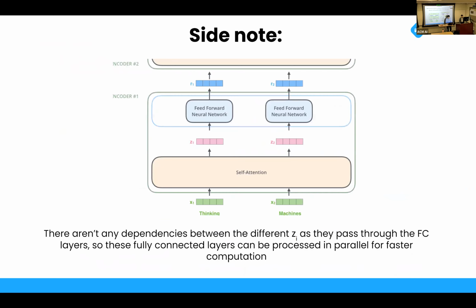Okay, so back to where we were. In self-attention there have to be dependencies because we're taking a weighted average, but in the feed-forward network, each word passes through it on its own independent path without interacting with other words. So every word can go through the feed-forward network independently, and that again speeds up our training a lot.